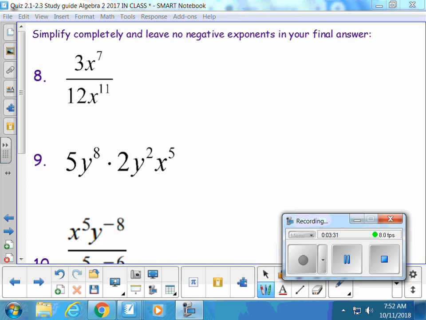All right, so 3 and 12 are normal everyday numbers. We want to reduce them like normal fractions. What is a number you can divide out of both 3 and 12? 3. Okay, so 3 divided by 3 equals 1.